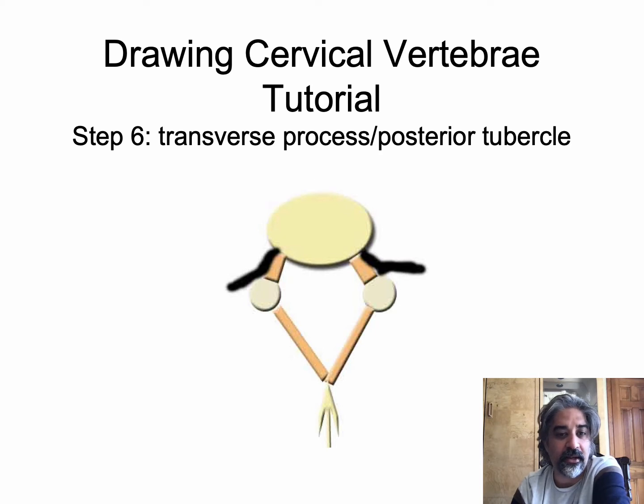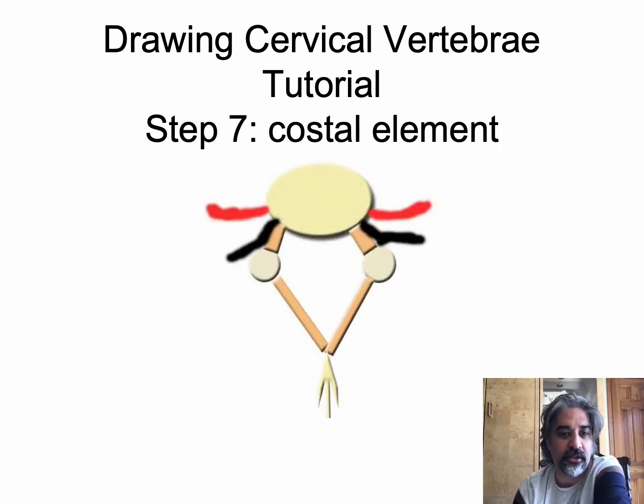Then connecting to the pedicle, and it's very important that it connects to the pedicle. This thing that looks like a mustache is actually the transverse process, which also gets called the posterior tubercle, but I want you to think of it as the transverse process. Then just in front of it, the red one here is the rudimentary rib, which is where the rib would be if it were a thoracic spine.